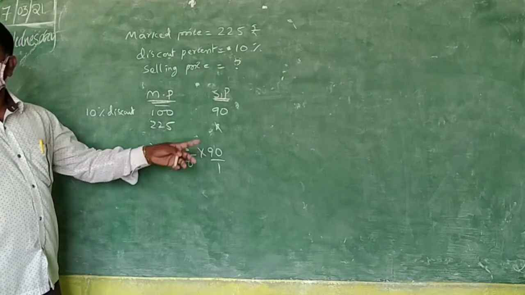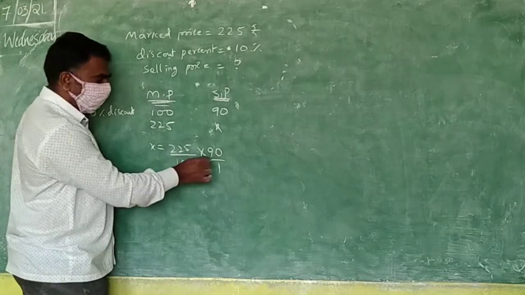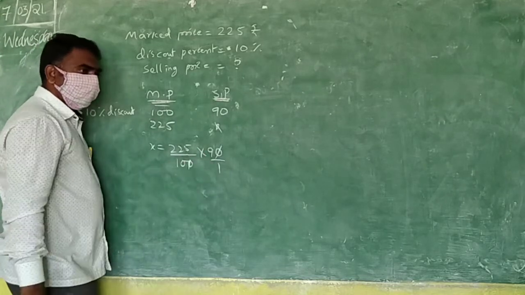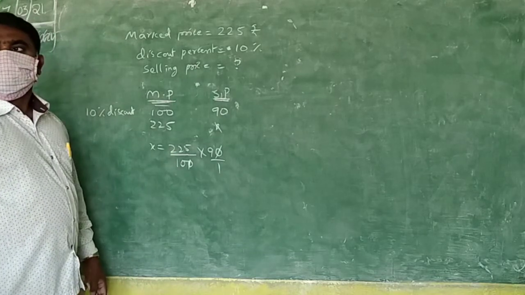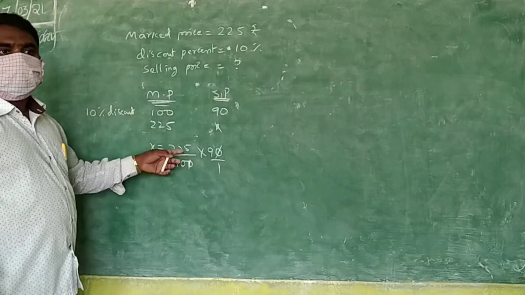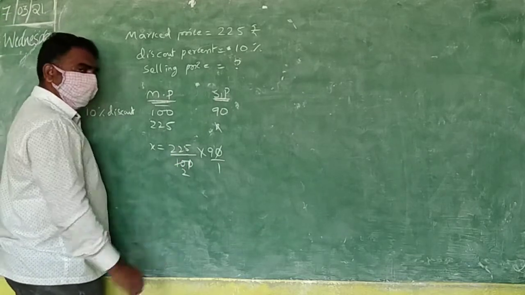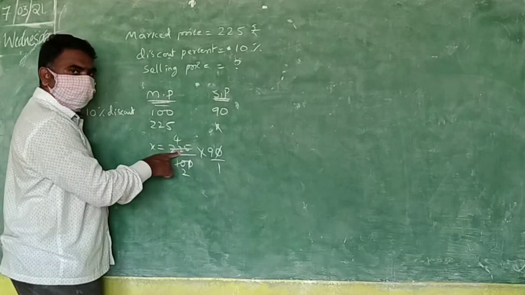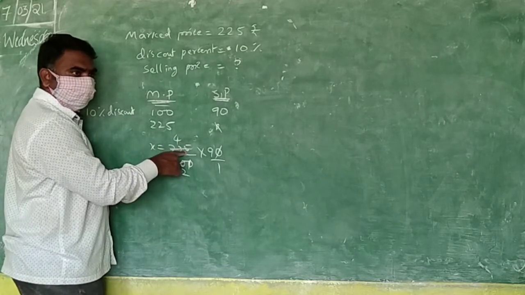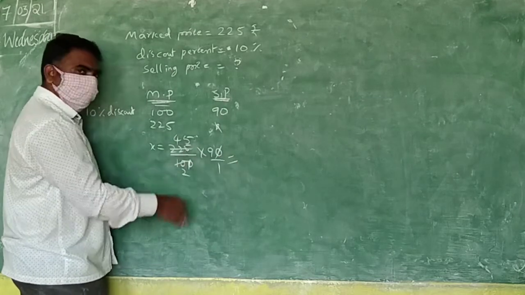Ending zeros are there in the numerator and denominator. Where? In 90, a 0 is there, in 100, a 0 is there. Now what is left here? 225 by 10. Both are coming in which table? The 5 table. How? 5 2s are 10, 5 4s are 20, 2 left. 5 5s are 25. So again no more cancellation.